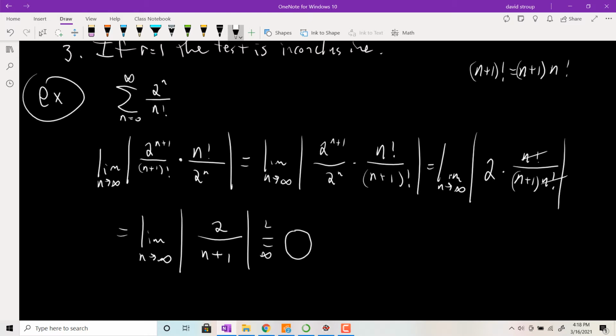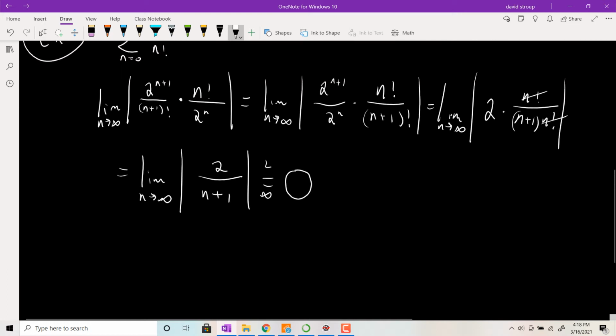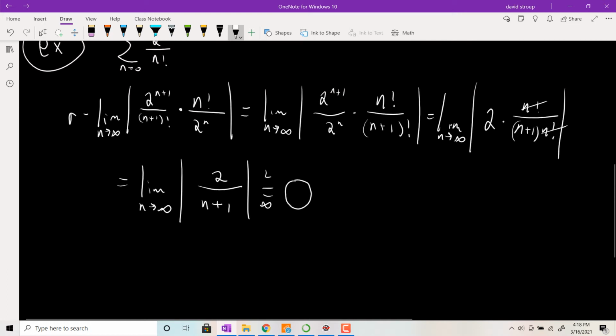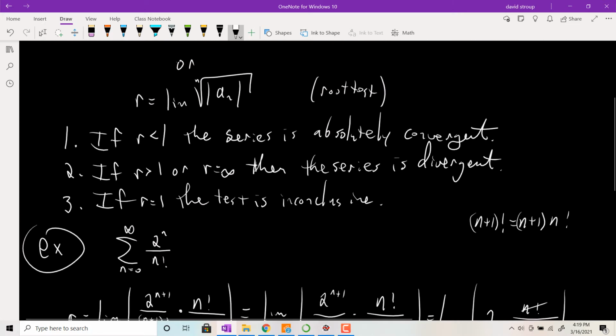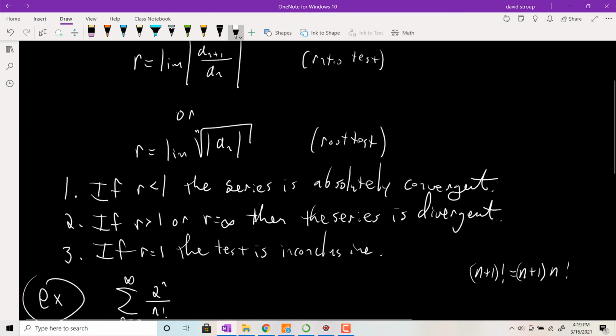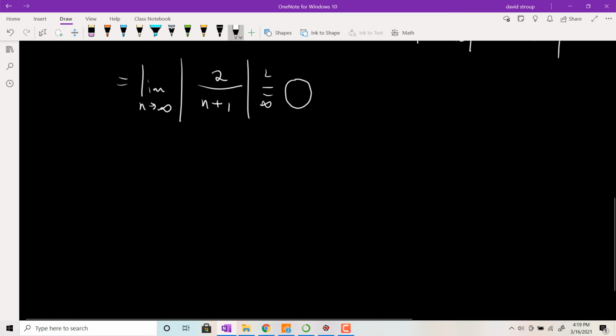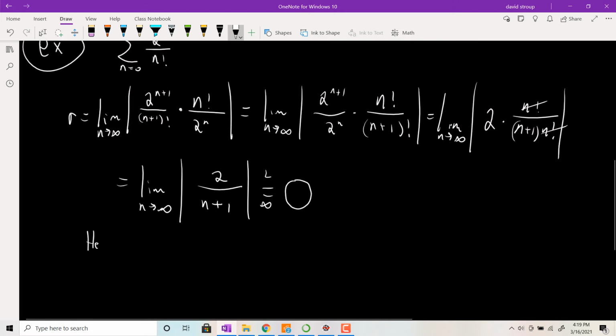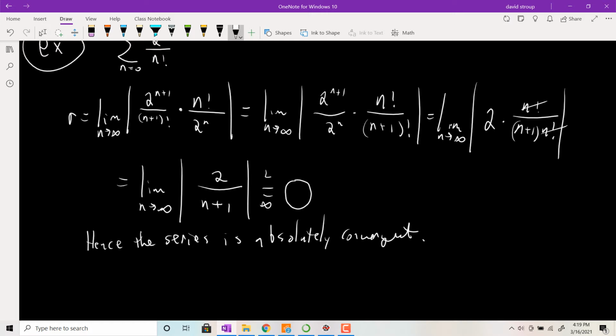And going back to your criteria then, if your r value, which is what this thing is, this is the r value that we talk about in our criteria here. If r is less than 1, the series is absolutely convergent. So hence, the series is absolutely convergent. Okay, so that's your video quiz for homework set 7. That's the second problem in the set.